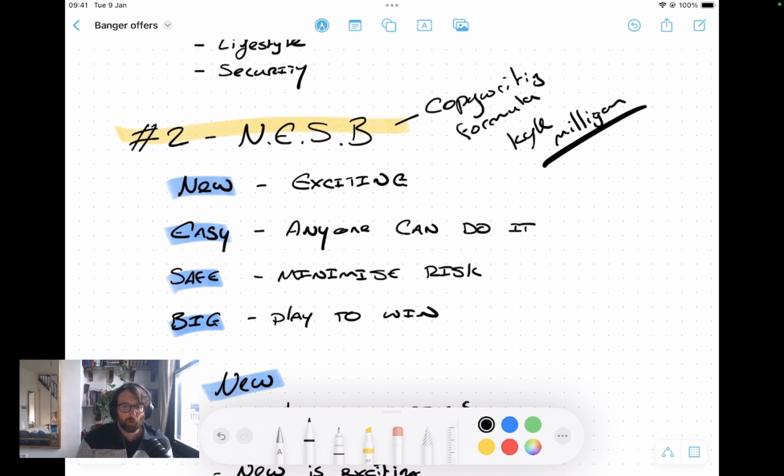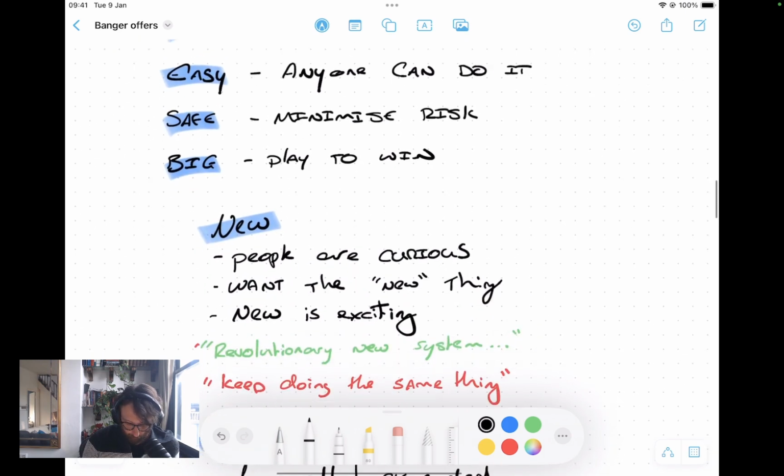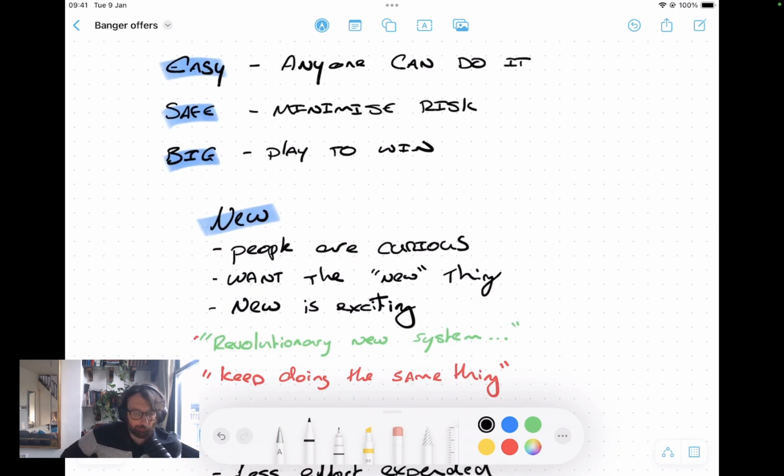Nobody wants to put a lot of effort in for a small gain. So you need to build 1, 2, 3, 4 of these elements into the offer so that people feel like it's worth the time and not a huge risk for them. We'll go through these one by one now. So new. Generally speaking, people are curious. They are drawn to new things and a novel approach to stuff.